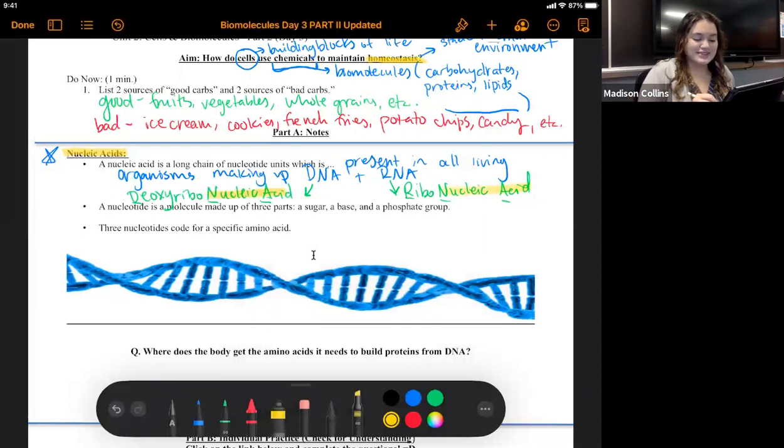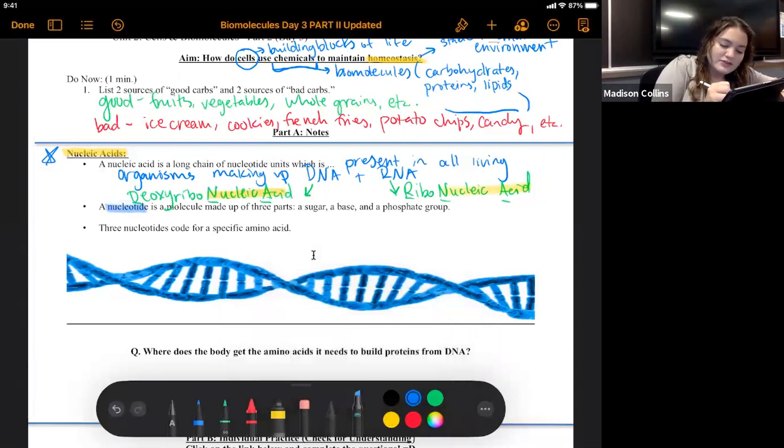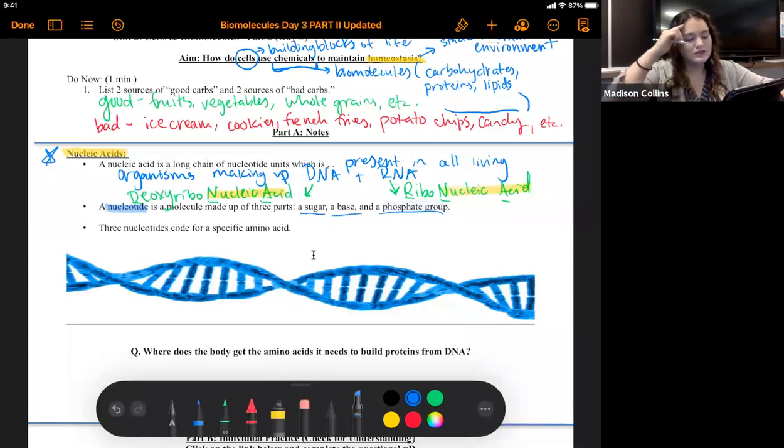A nucleotide is a molecule made up of 3 parts: a sugar, a base, and a phosphate group. Nucleotides are the building blocks of nucleic acids, but to make them, you have to have a sugar, a base, and a phosphate group. Those three things have to be there for it to be considered a nucleotide. I'll draw you a picture of what that looks like.